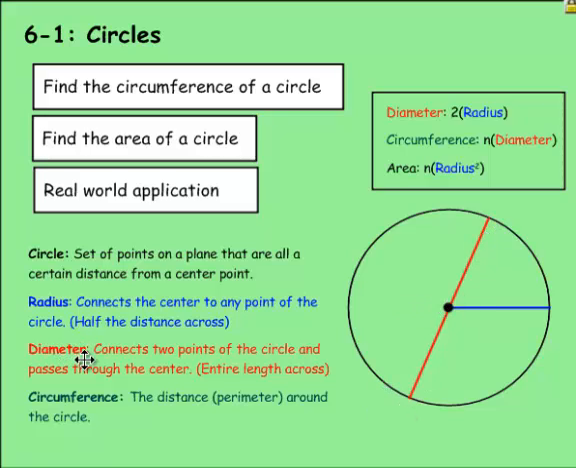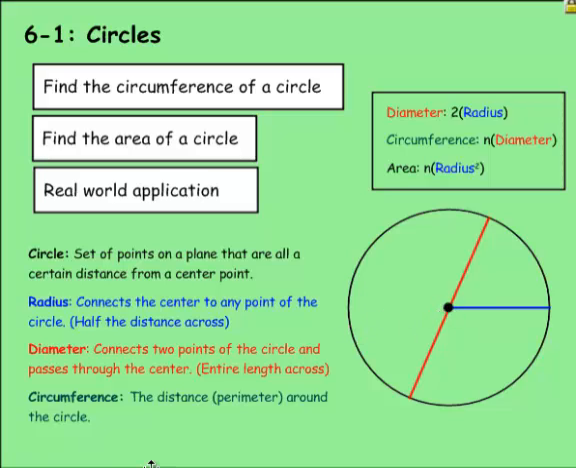That's the diameter. The diameter connects 2 points of the circle, this point and this point, for example, and it has to pass through the center. If it does not pass through the center, let's say we connected this point and that point, this would be a much shorter line because it's not passing through that center point.